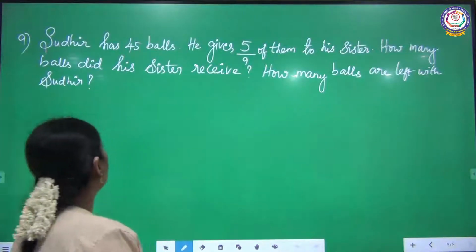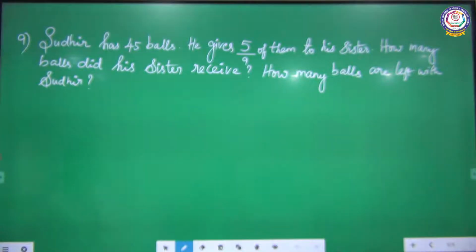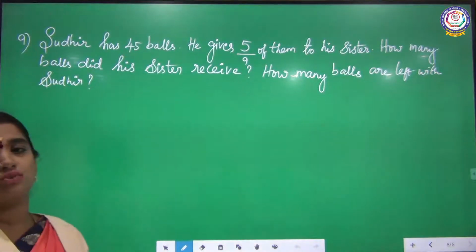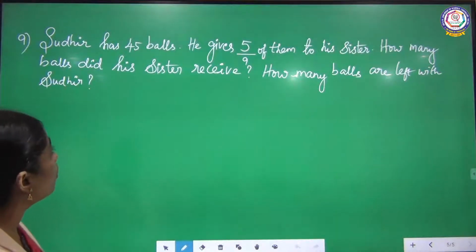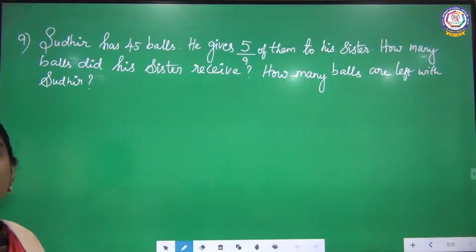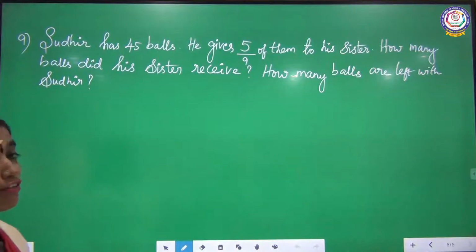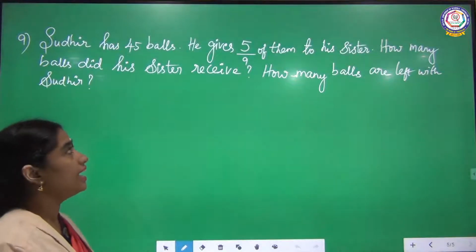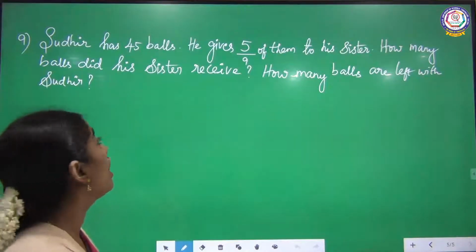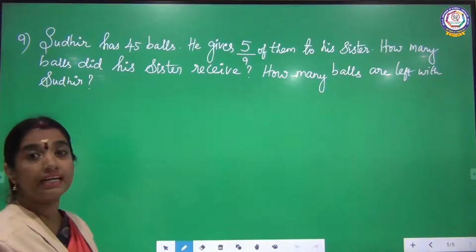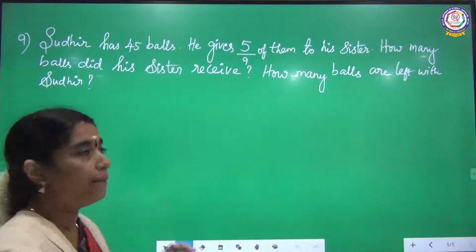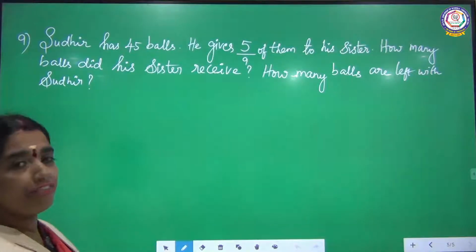Next, I will move on to the last sum. Listen. Sudhir has 45 balls. He gives 5 by 9 of them to his sister. They are saying it in a fraction, but the total number of balls is 45. How many balls did his sister receive? The fraction is given, so I am going to find it out as a number. How many balls are left with Sudhir?